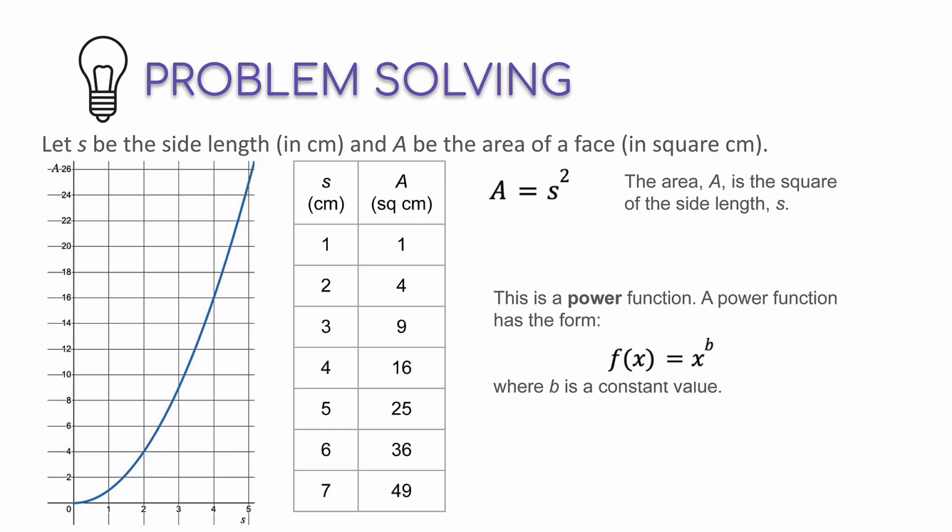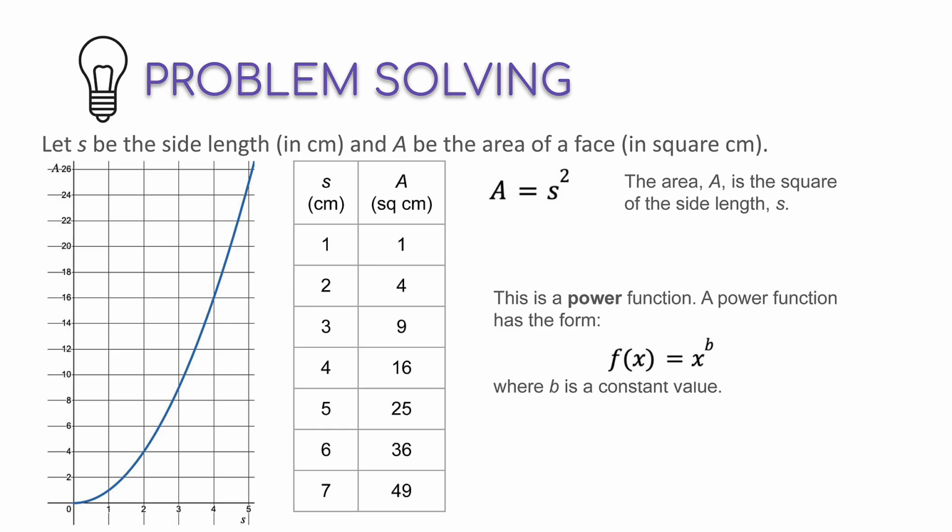We begin by defining our variables. We let S be the side length, measured in centimeters, and A be the area of a face, measured in square centimeters. We can see the equation would be A is equal to S squared. The area A is the square of the side length S. We generate a table of values with various values of S ranging from 1 to 7, and calculate the value of A by squaring that value of S. And finally, we graph the function.